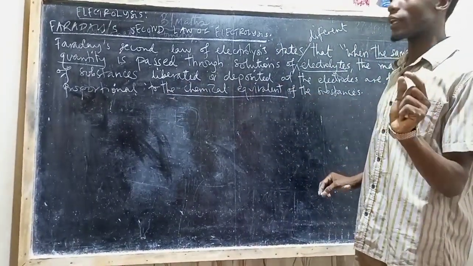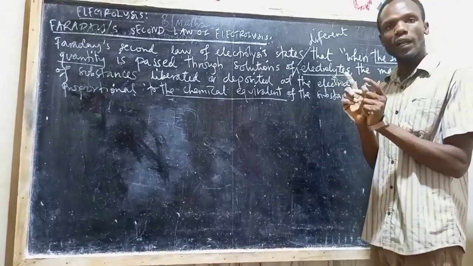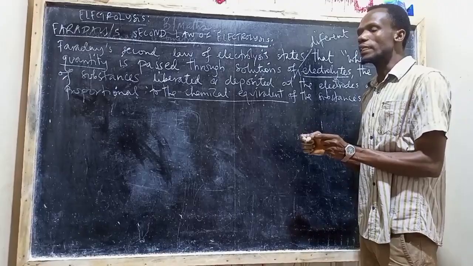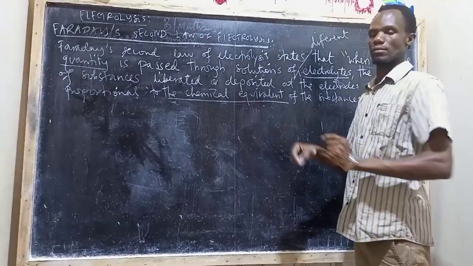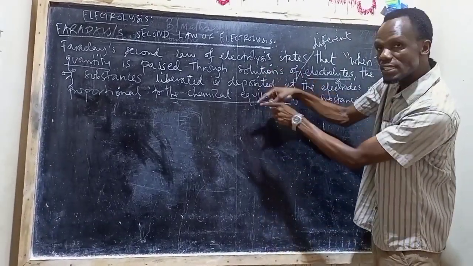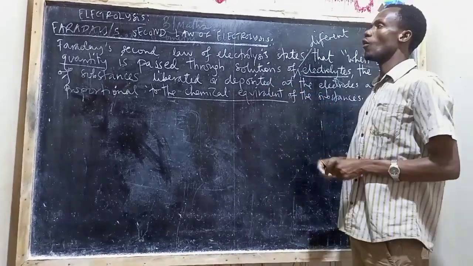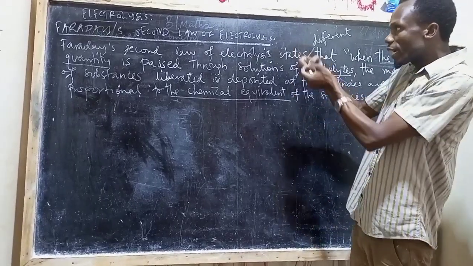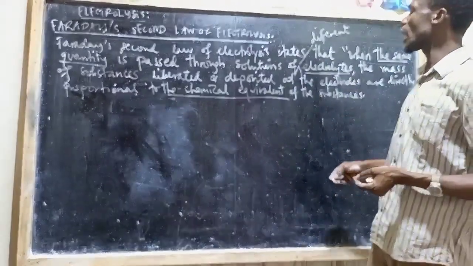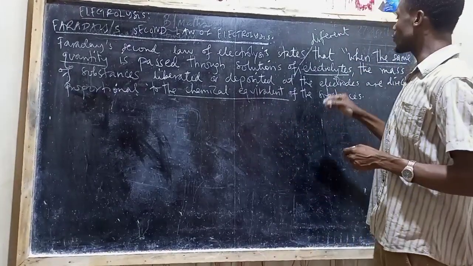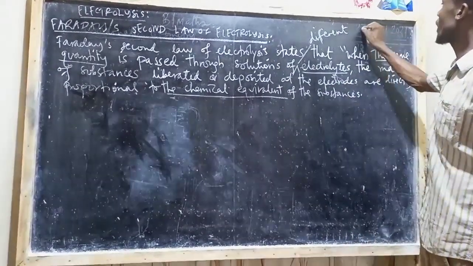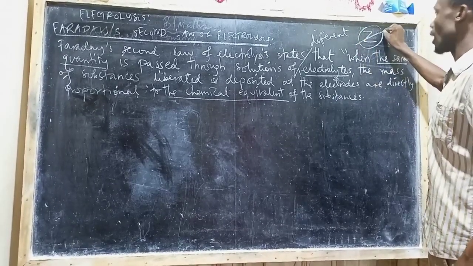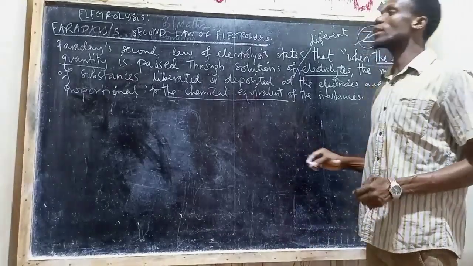Not electrochemical equivalent. We have electrochemical equivalent and we have chemical equivalents. Electrochemical equivalent is constant for a particular element, as we have seen in Faraday's first law of electrolysis. But once you are talking about Faraday's second law of electrolysis, we are just talking about chemical equivalence. Electrochemical equivalent is abbreviated as letter Z, that is what we have seen, but chemical equivalent is abbreviated by letter E.